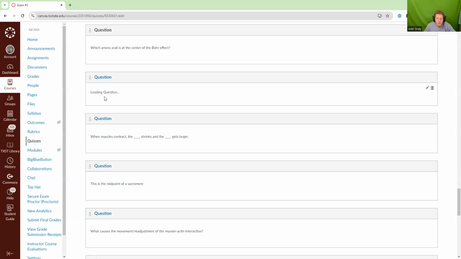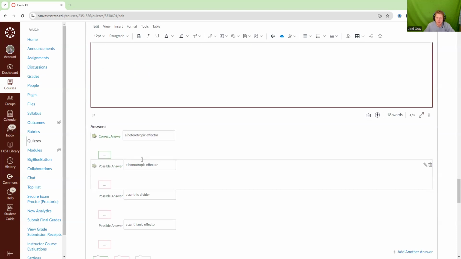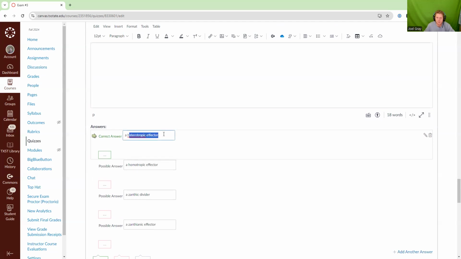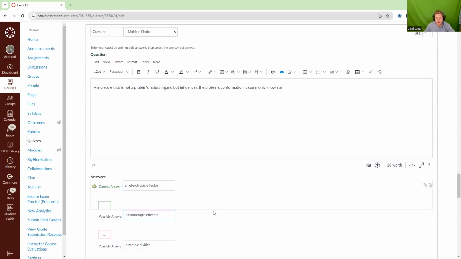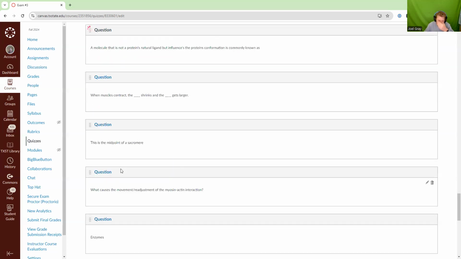Next up, a molecule that is not a protein's natural ligand, but influences the protein's conformation, is commonly known as an allosteric effector. But specifically it is a heterotropic effector, not a homotropic effector, because the molecule is not the natural ligand. The other options are not real terms. So I'll update that question because I made a minor change to it with the apostrophe.